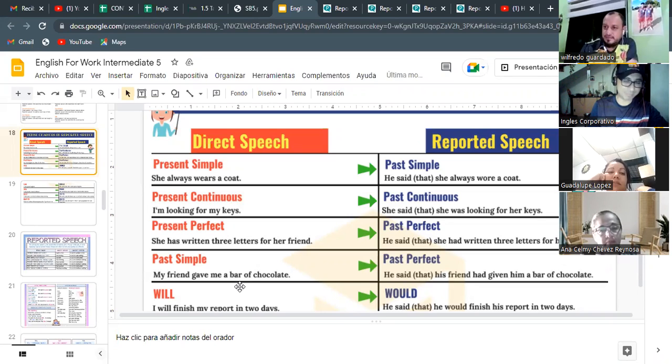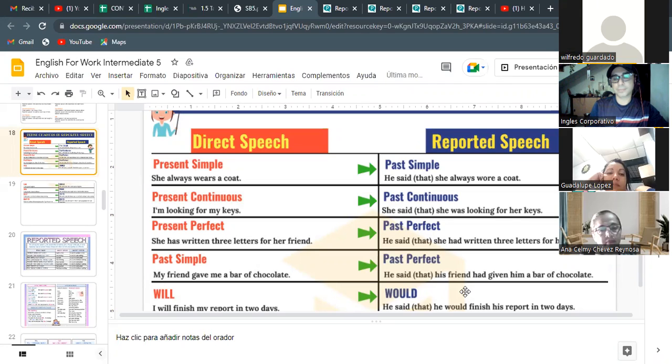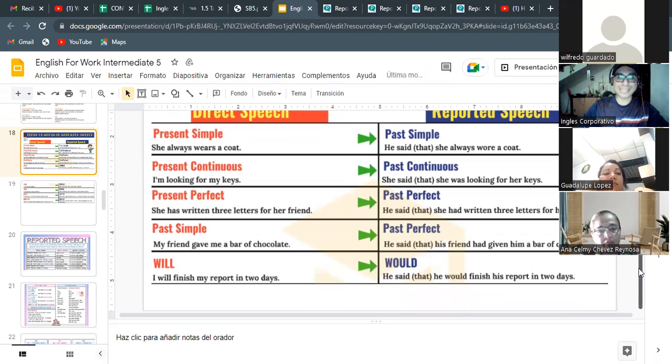So rules are important. And the other one, the past perfect, that is easy. He said his friend had given him a bar of chocolate. How is that going to be in negative? He said his friend hadn't given him a bar of chocolate. That is correct. Good. I will finish my report in 2 days. How is that going to be in negative?